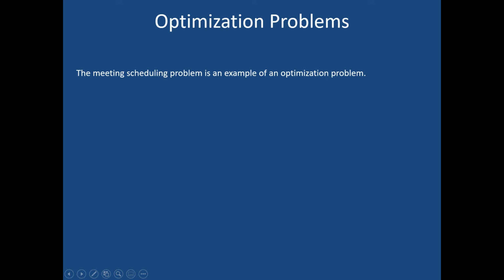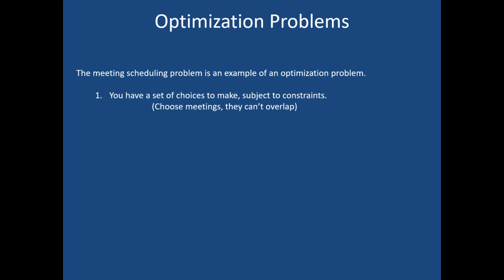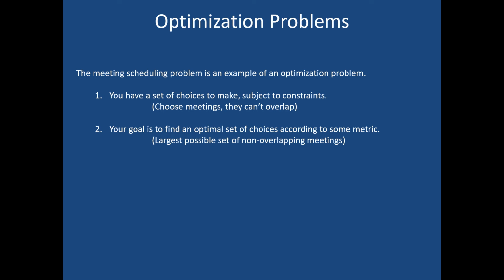All right, as I mentioned, this meeting scheduling problem is an example of an optimization problem. It's an optimization problem that can be solved with a greedy algorithm. The way an optimization problem works is you have a set of choices to make subject to constraints. In our case, we've got to choose meetings. They can't overlap. And your goal is to find an optimal set of choices where there's some metric that defines optimal. In our case, we want the largest possible set of non-overlapping meetings. And we'll look at other examples of optimization problems as we go along.